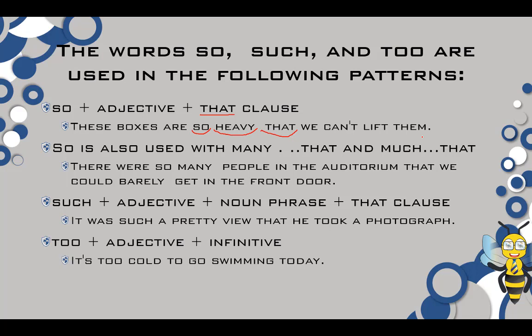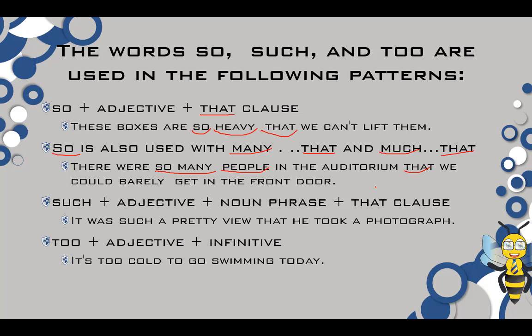Also, we can use so with the words many and much, normally to make emphasis. Okay, with many and much. And normally they will be followed with the that clause. For example, there were so many people in the auditorium that we could barely get in the front door. So we have so many people, in this case in the auditorium, that we could barely get in the front door. Okay?